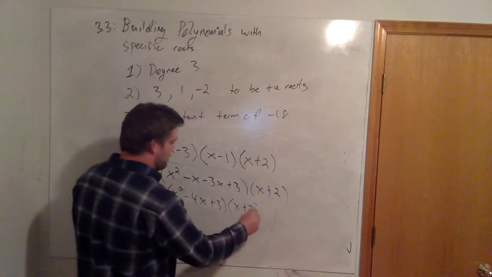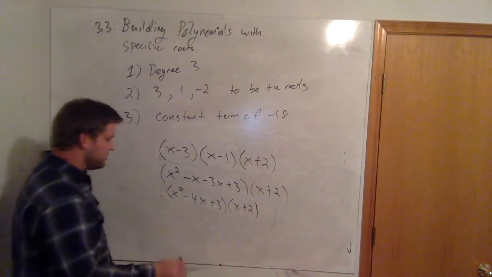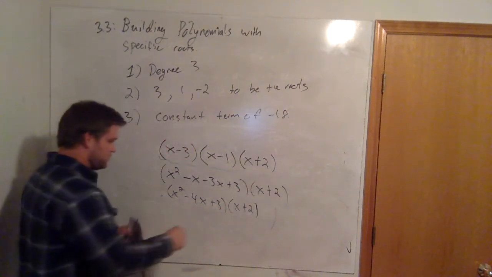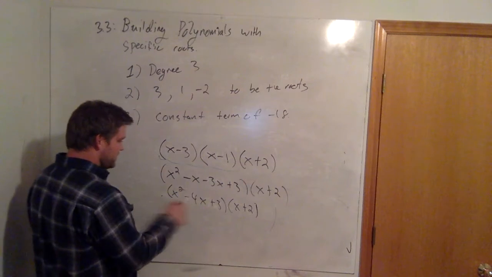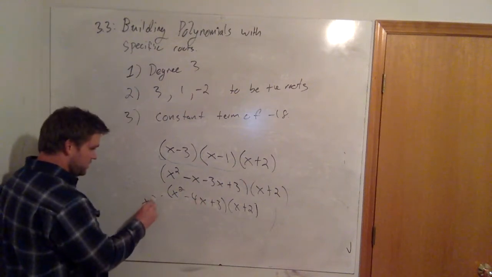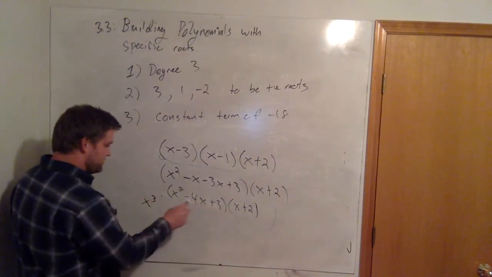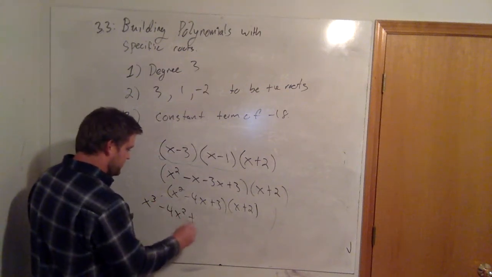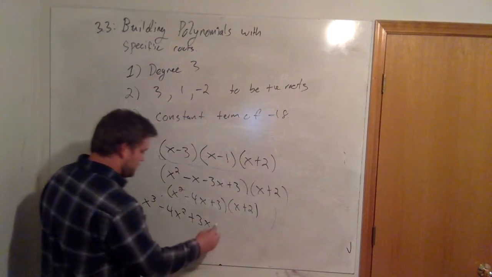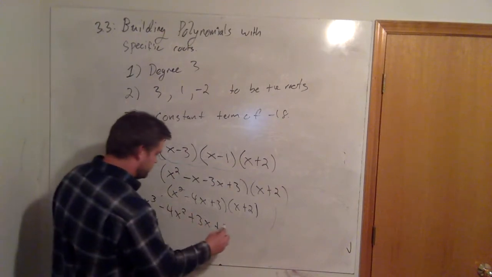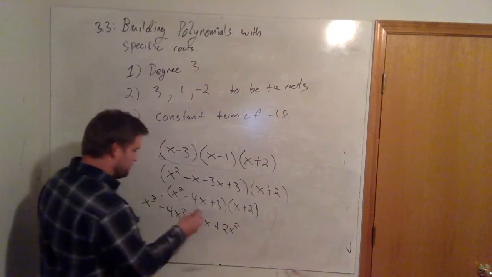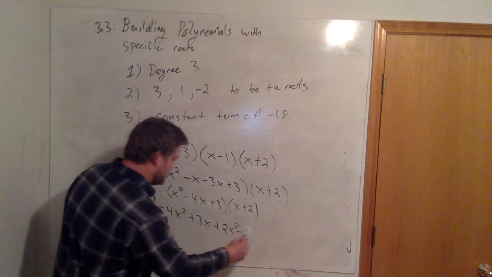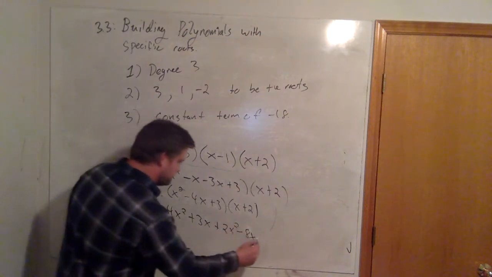Okay. Now if I want to expand this, I'm just going to multiply every term by every term. So what am I going to get? I'm going to get an x times an x squared, an x cubed. I'll get an x times a negative 4, a negative 4x squared. I'll get an x times a 3, plus a 3x. Plus, I'll multiply the 2 in. I'm going to get plus a 2x squared plus a negative 8x plus 6.